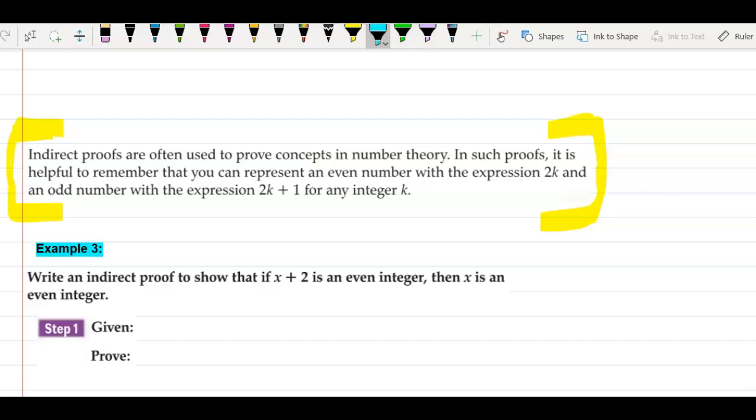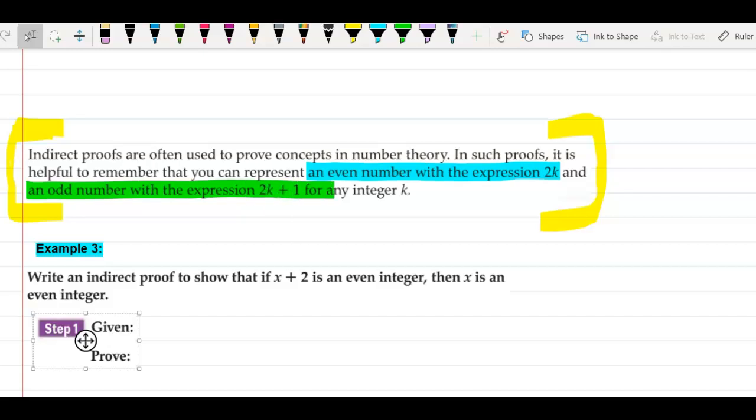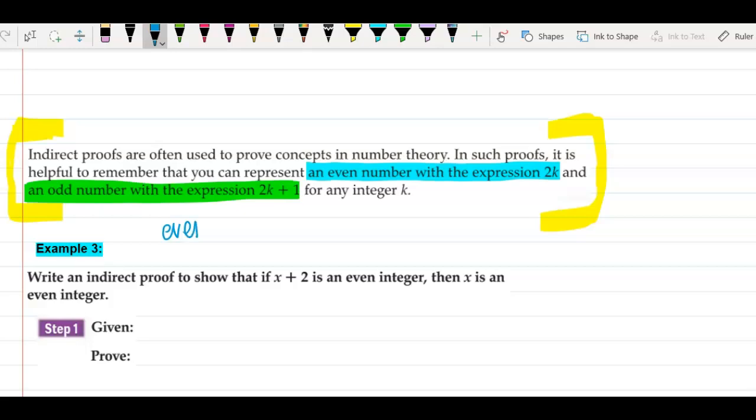What this says is that in such proofs, it is helpful to remember that you can represent an even number with the expression 2k and an odd number with the expression 2k plus 1. And k is just some sort of integer, meaning like 1, 2, 3, 4, 5, or even negatives, or 0. If we want to write an even number, the only thing that makes a number even is that it's a multiple of 2. So if we take any number and multiply it by 2, it's going to make an even number.